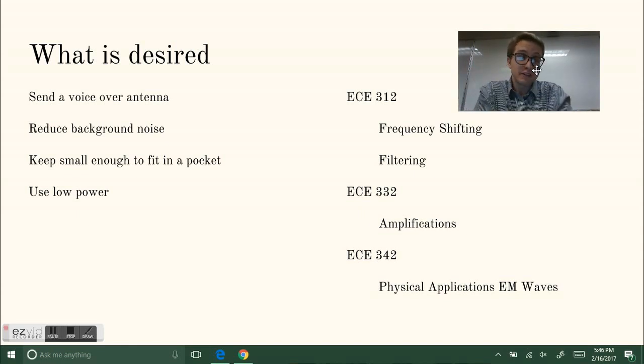EC312 and EC332 and EC342 are all used. Frequency shifting, filtering, amplifiers, and physical applications of electromagnetic waves.